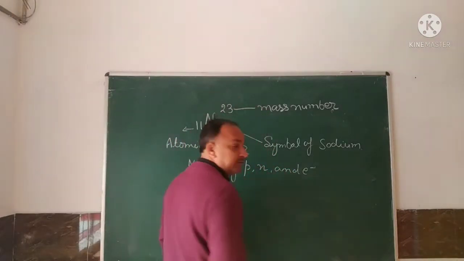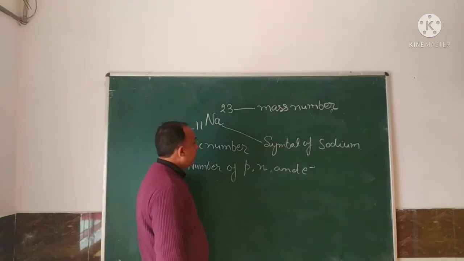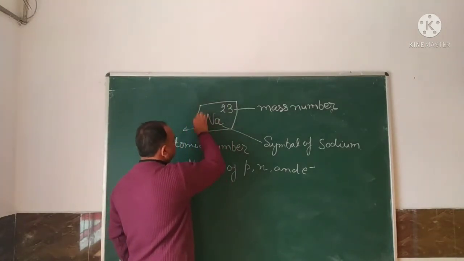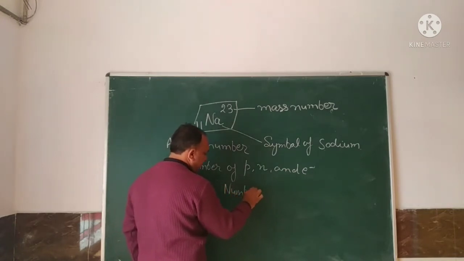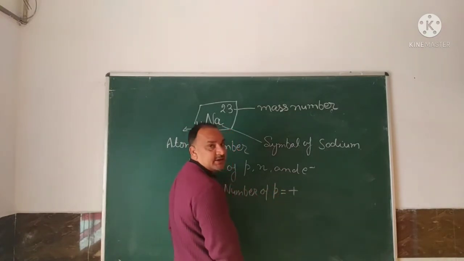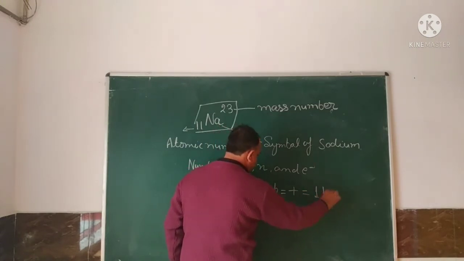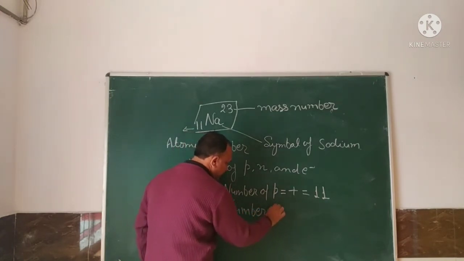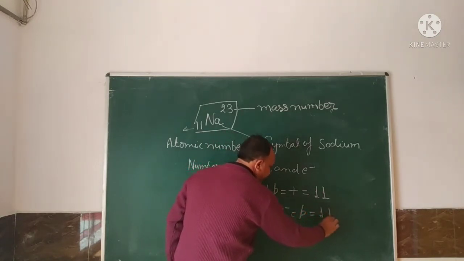Now we have an example about this, sodium 11, and we find the number of electrons, protons, and neutrons. As we see there, we know that the number of protons is equal to the positive charge present in the nucleus. That is equal to 11. Then the number of electrons is equal to the number of protons, that becomes 11.